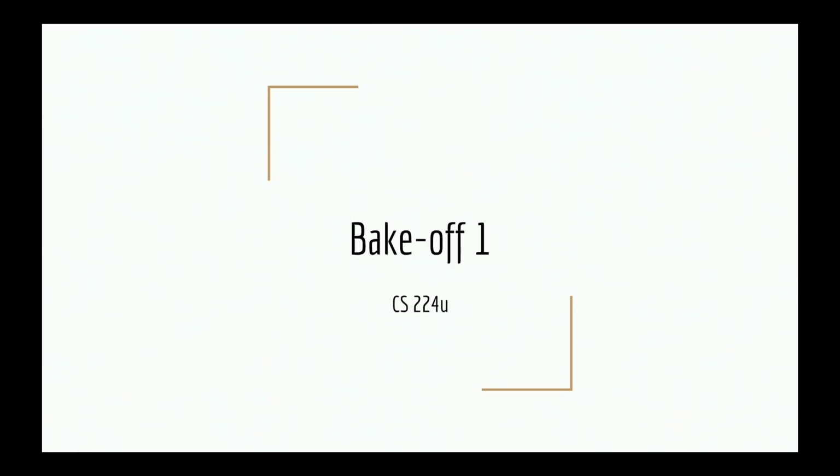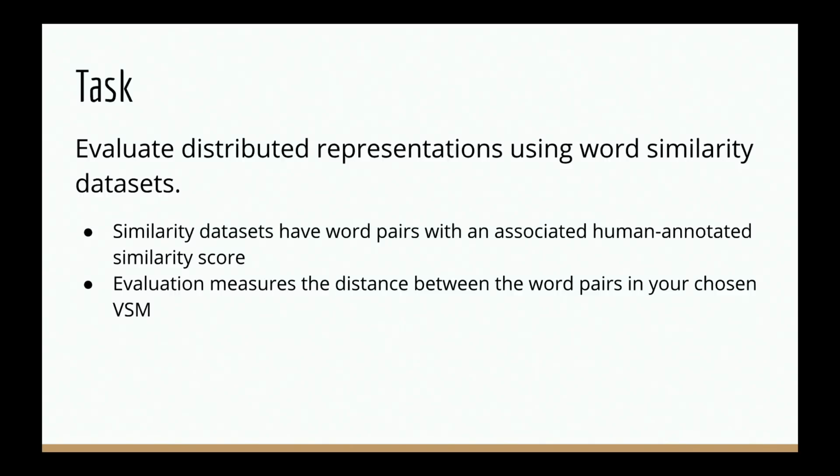We're going to start off today's class talking about the bake-off that happened last week. If you don't remember what you did, you evaluated distributed representations using word similarity datasets. All the similarity datasets had word pairs with associated human-annotated similarity scores, and your evaluation measured the distance between the word pairs in your chosen VSM.